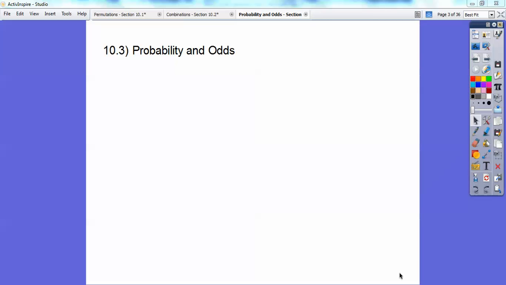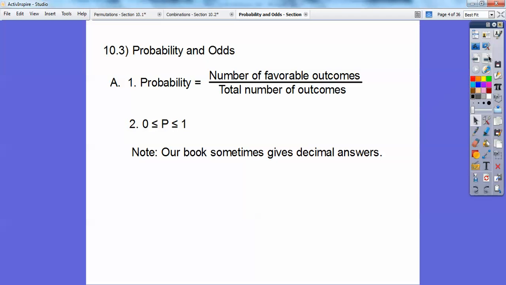Hey folks, this is an easy Algebra 2 lesson. You've seen lots of this before, or if you haven't, it should go pretty fast, you guys. Probability and odds. So let's go ahead and get started. Probability is a fraction answer.